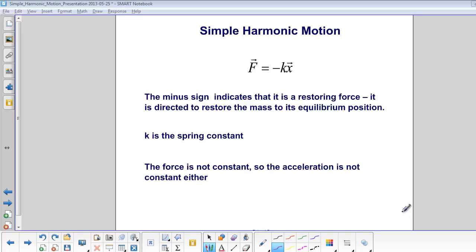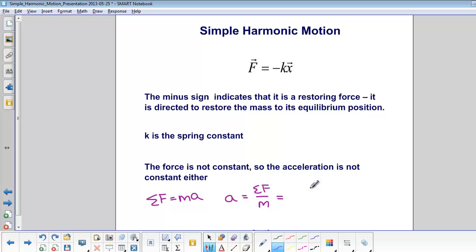So the minus sign indicates that it's a restoring force. It's directed to restore the mass to its equilibrium position. Now the force is not constant, so the acceleration is not constant either. Newton's second law says ΣF is equal to ma, therefore a is equal to ΣF over m.